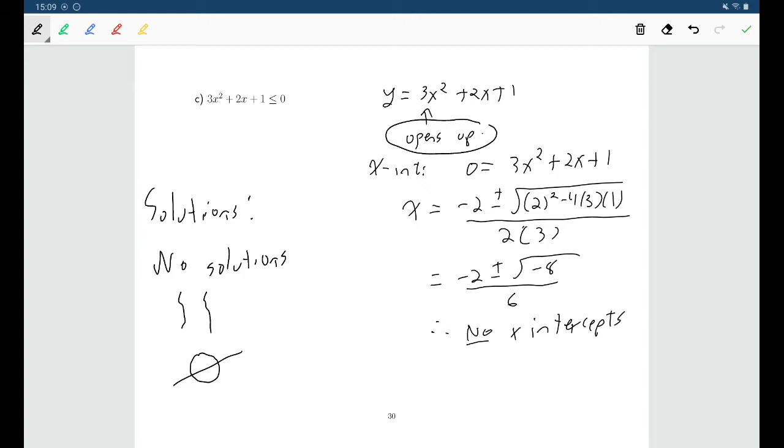So because it opens upwards and because it has no x-intercepts, we know that it must be always above the x-axis, which means that there's no solutions to where is it below or equal to the x-axis. It's never at the x-axis, and it's also never below it.